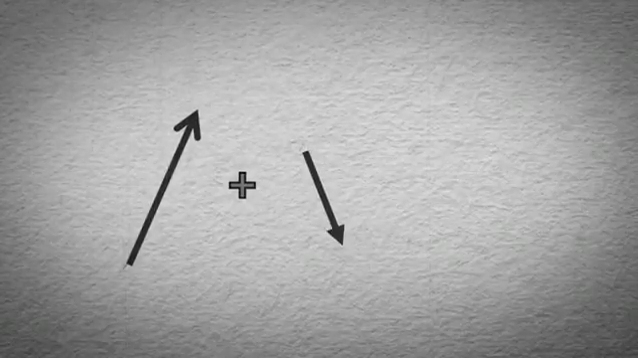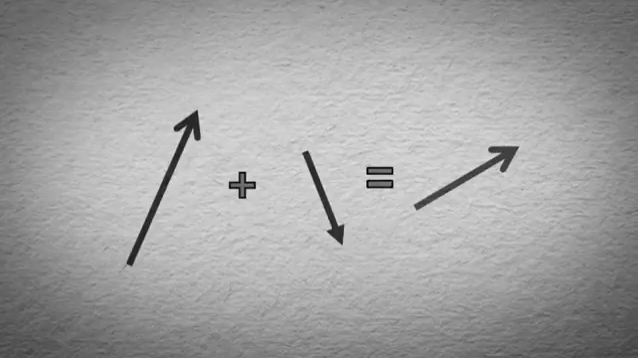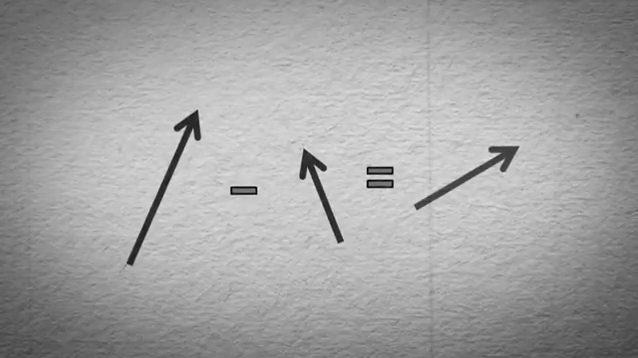Substituting this will give us a vector addition problem rather than a subtraction problem. Aligning heads and tails and constructing the resultant vector will give us the sum of these two vectors. But this vector is actually the difference between these two vectors.